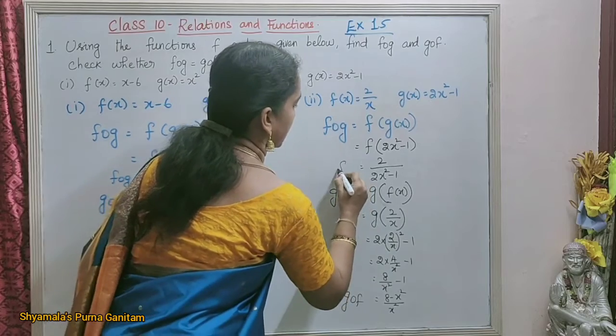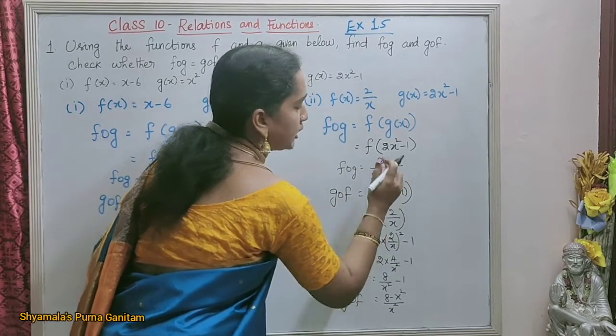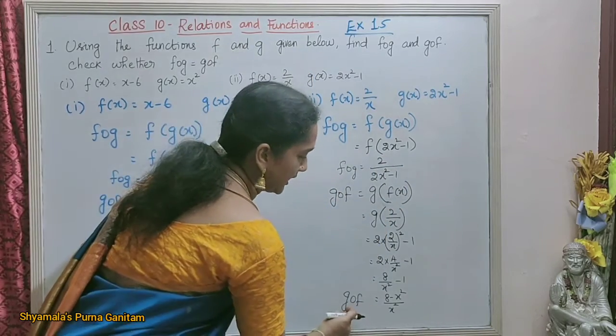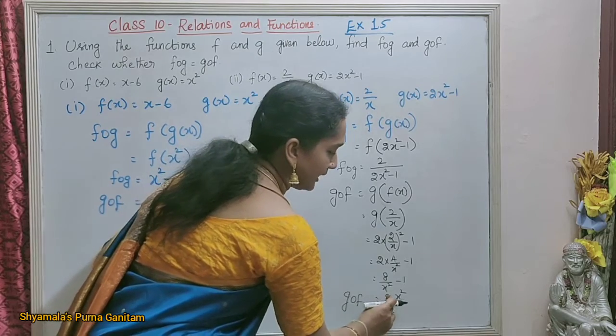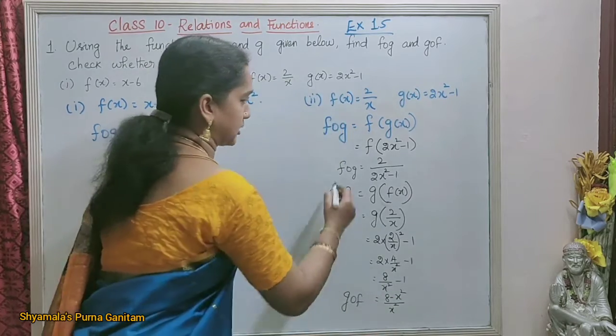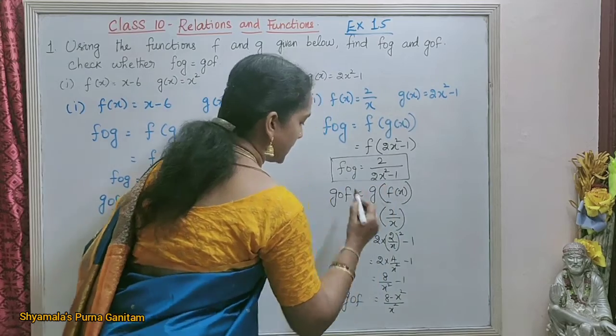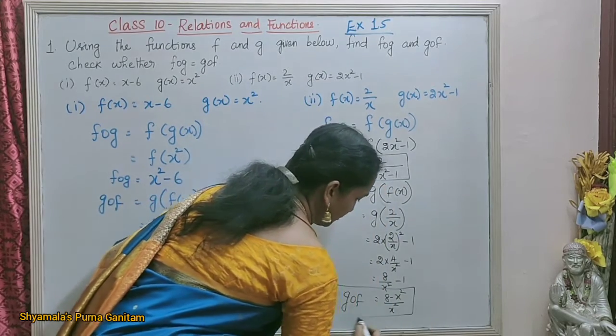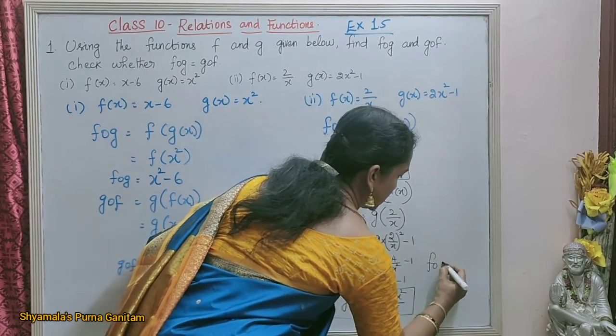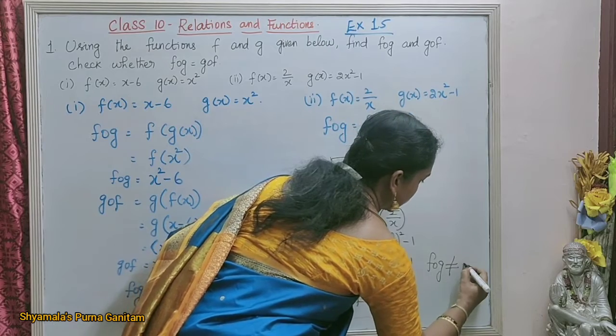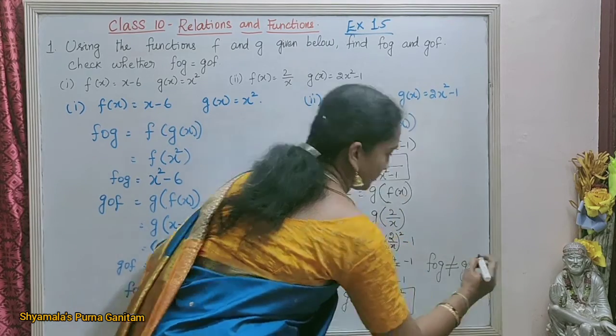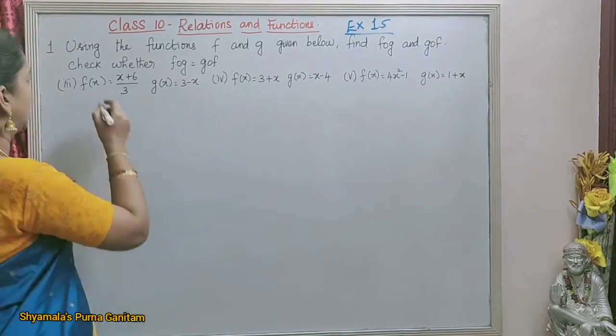So f of g is 2 by 2x squared minus 1 and g of f is 8 minus x squared by x squared. So this is f of g and this is g of f. So f of g is not equal to g of f. Now third sum.